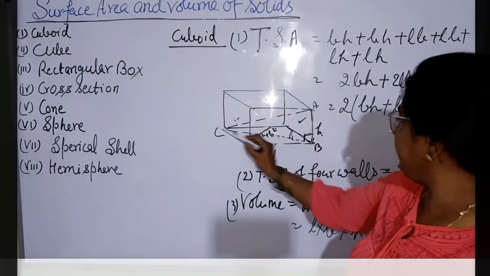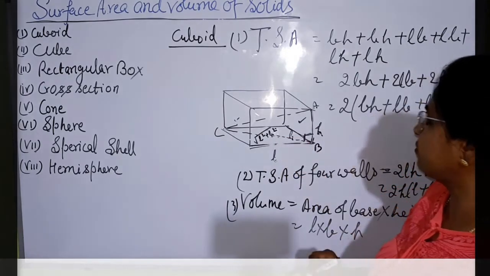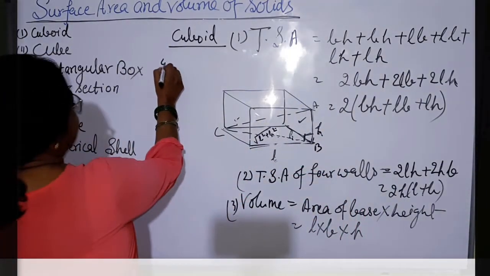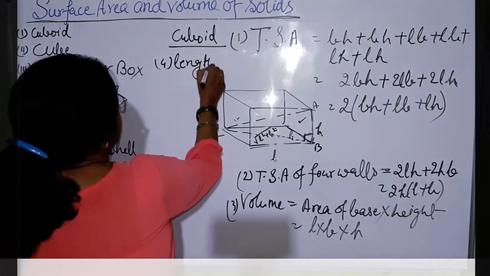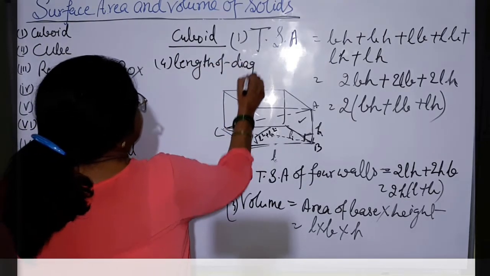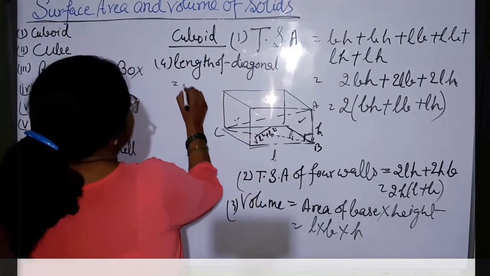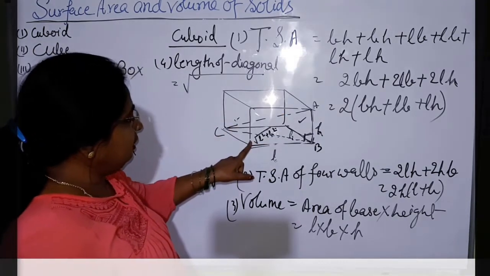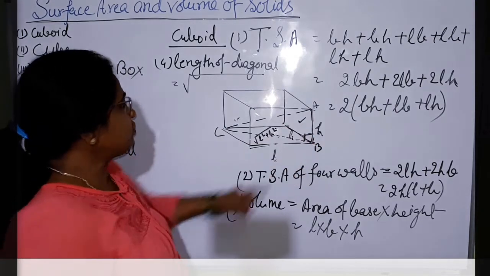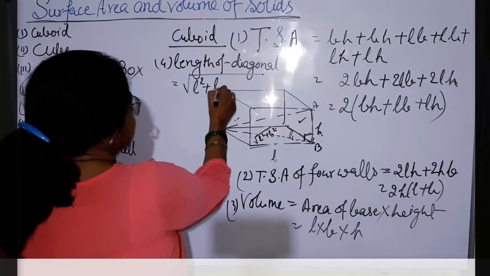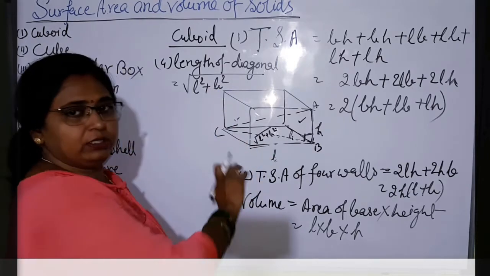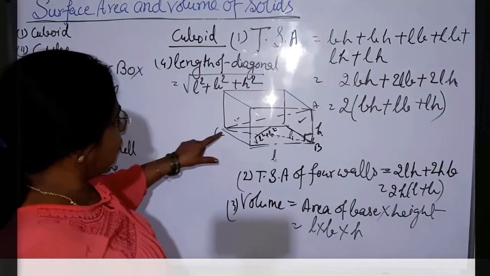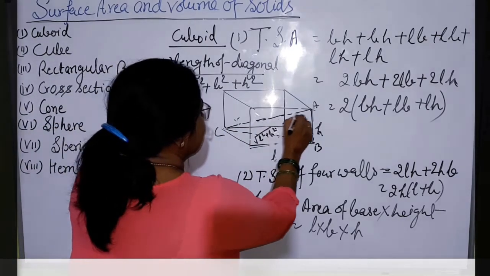Height is H and base is BC, root under L square plus B square. Now, length of diagonal of cuboid. By Pythagoras theorem, diagonal length is equal to base square plus height square. It is L square plus B square, and in whole square, this square root is removed. So, plus height square. That is the length of this diagonal AC, this one diagonal.